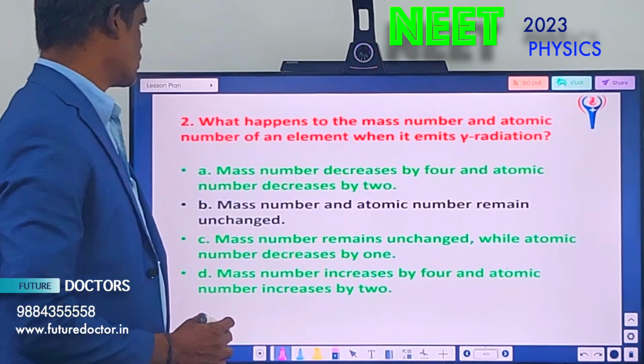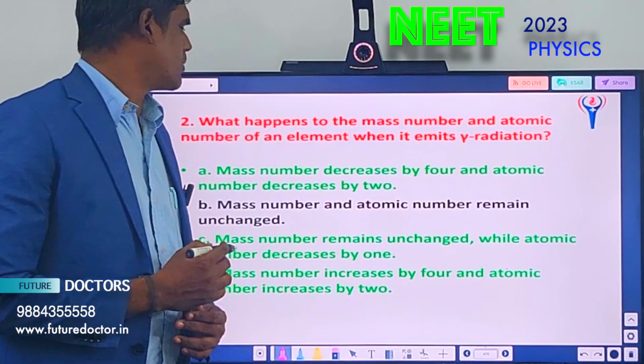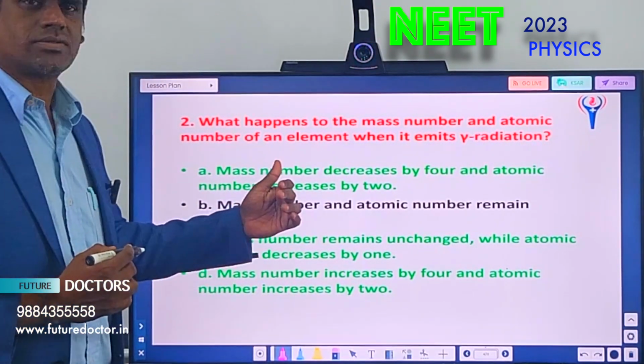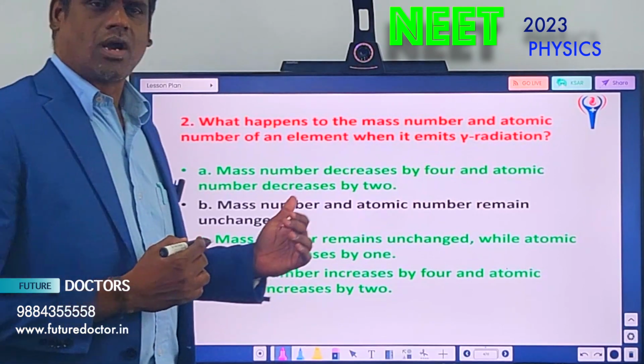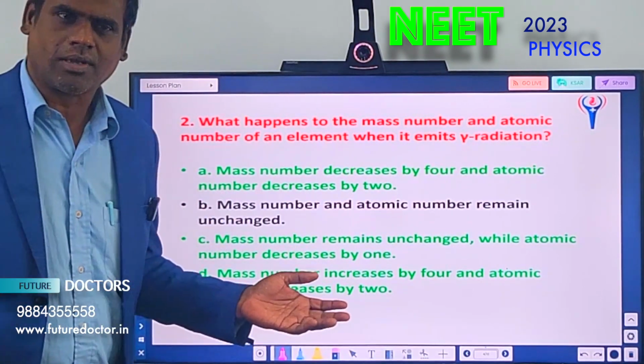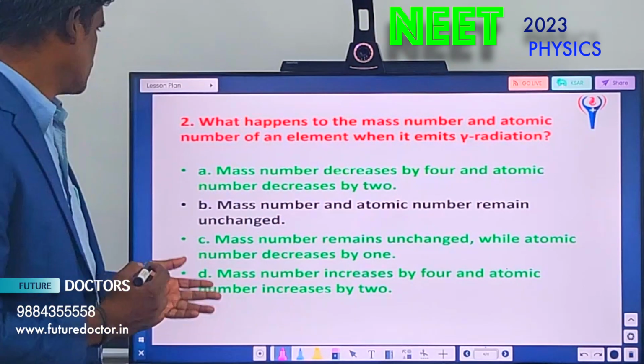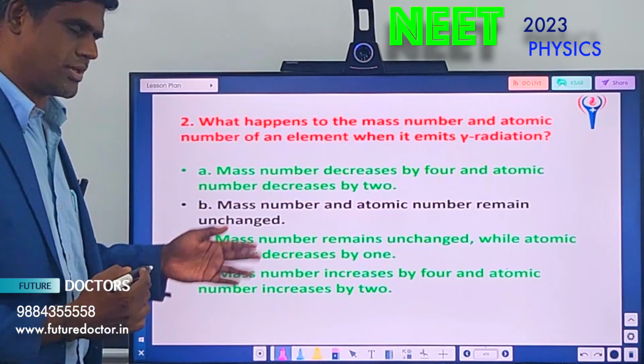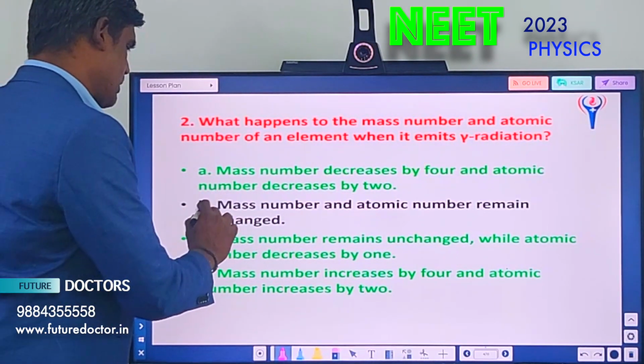Let's move to question number 2. What happens to the mass number and atomic number of an element when it emits gamma radiation? Gamma radiation means there is no change in the atomic number and there is no change in the mass number. So mass number and atomic number remain unchanged. Option B is the correct answer.